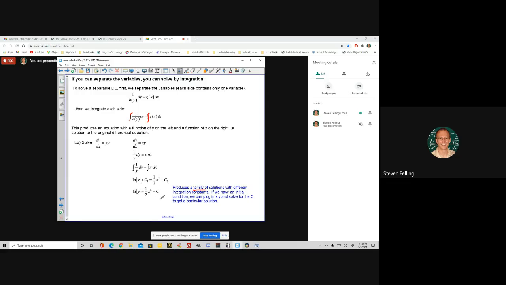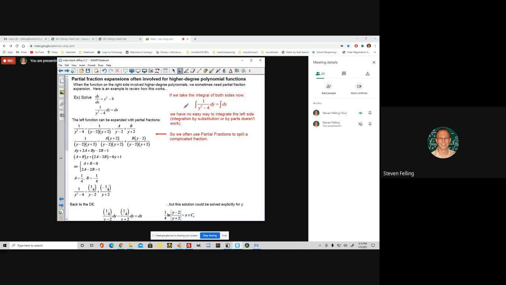Okay, this is a solution, but it's called an implicit solution because we have not yet solved for y as a function of x. It's a relationship that shows the connection between x and y, but it's not yet solved for y. Some solutions you can further solve and find an explicit solution. Some you can't.